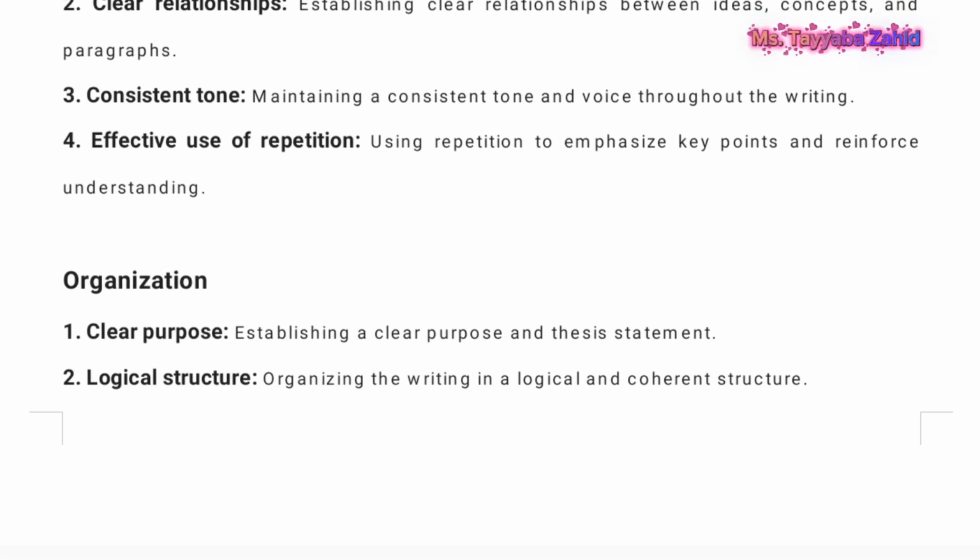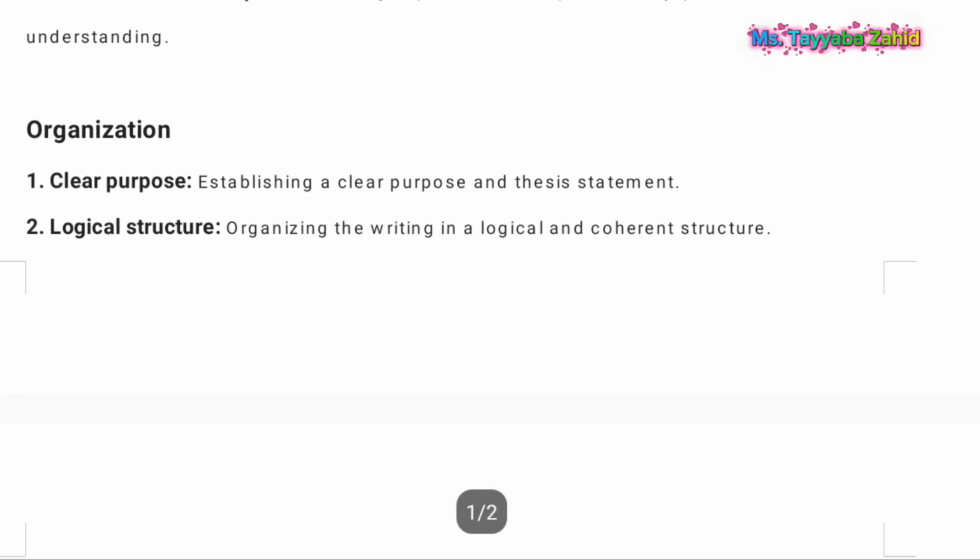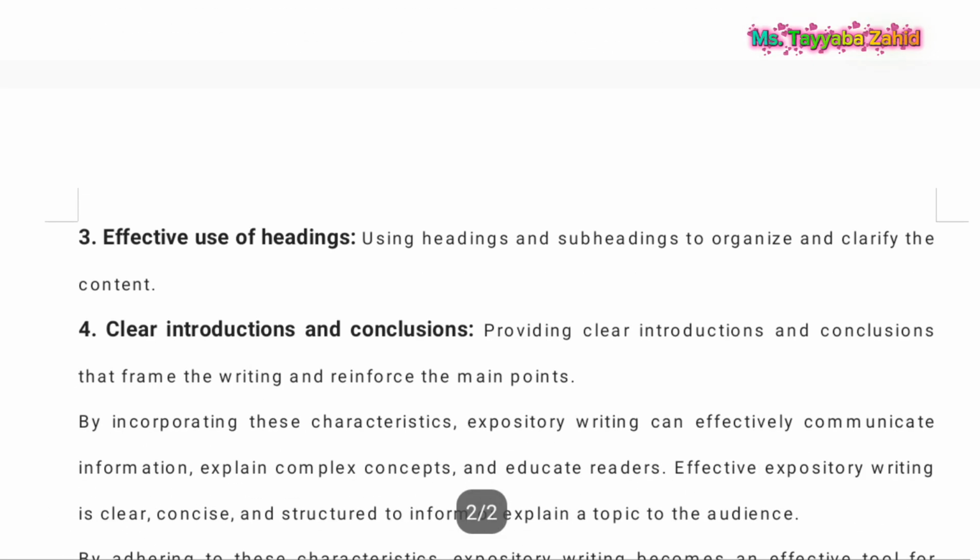Okay, the last one is the organization. Organization means how to organize, how to sum up, how to gather your given text or your written material. Organization: clear purpose, establishing a clear purpose and thesis statement. Logical structure, organizing the writing in a logical and coherent structure.